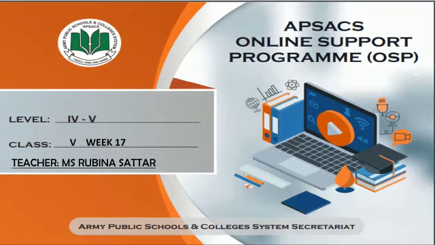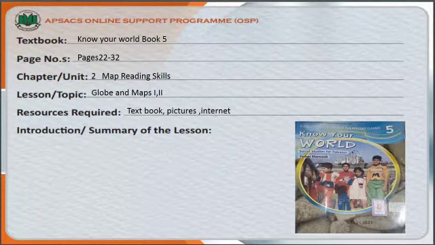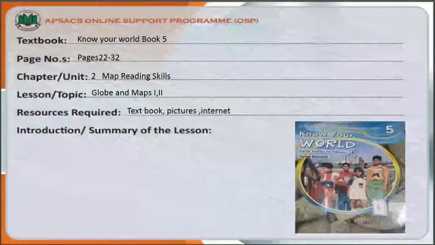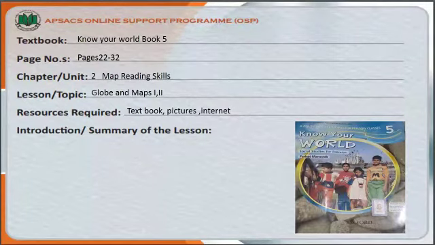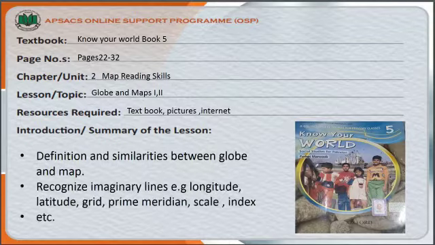This tutorial is for class 5 social studies. For this session, you are required Know Your World Book 5, pages 22 to 32, chapter Map Reading Skill. This chapter is for revision. Globe and map, you are required textbook, pictures, internet. Summary of this lesson is definition and similarities between globe and map. Recognize imaginary lines, example longitude, latitude, grid, prime meridian, scale, index, etc.